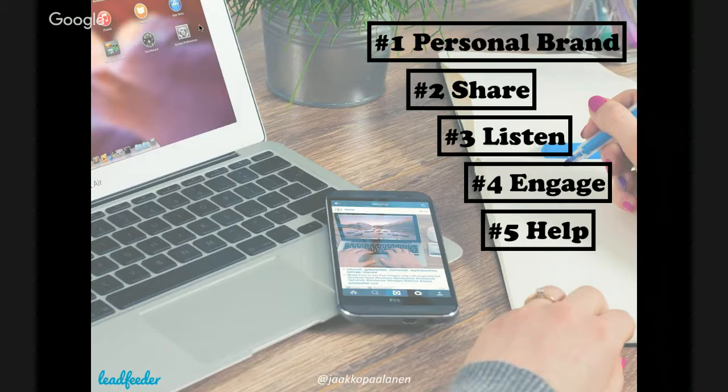So take a look at all of these 5 things and make yourself a checkbox so that you remember to follow all of these, and then it will work.